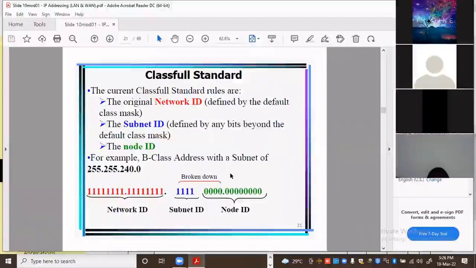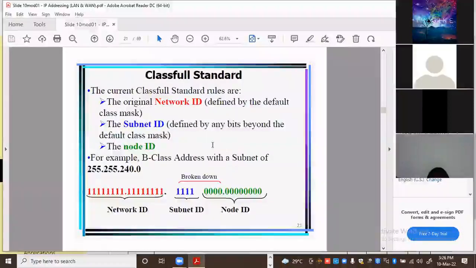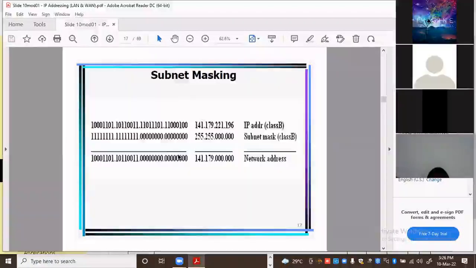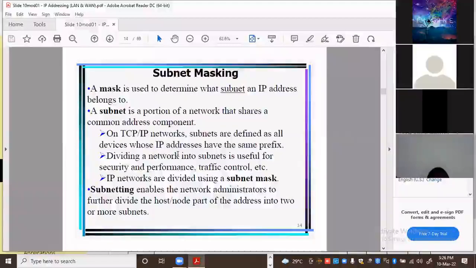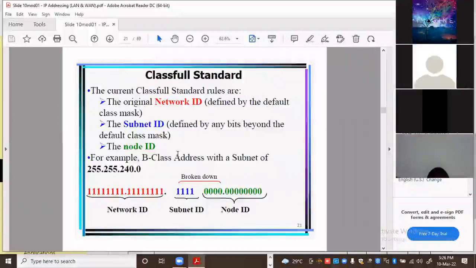There are some cool things that you need to understand within the various classes of IP addresses. Okay, so I'm going to start from here. Okay, these are class 4 standards.